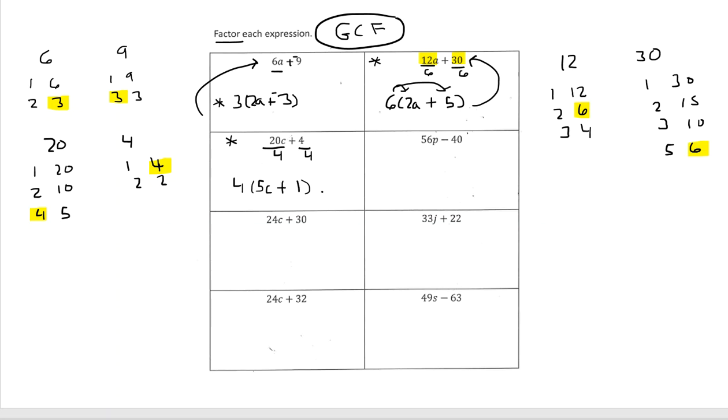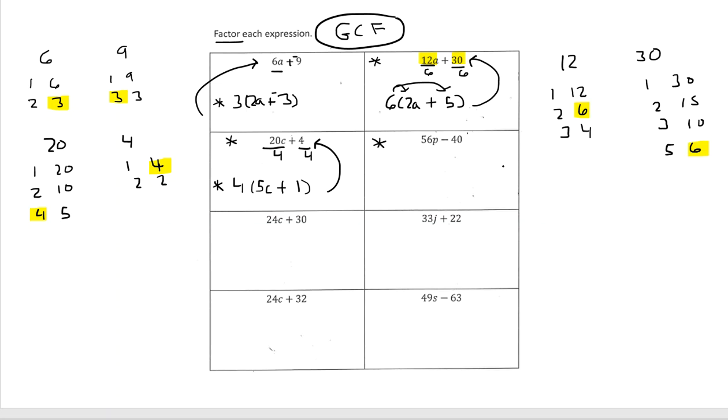And then your last step is to check to make sure that you can distribute to get back to what you started with. So 4 times 5c is 20c. 4 times 1 is 4. So this is our factored form of 20c plus 4. Okay, let's look at another one. Let's look at this one right here.